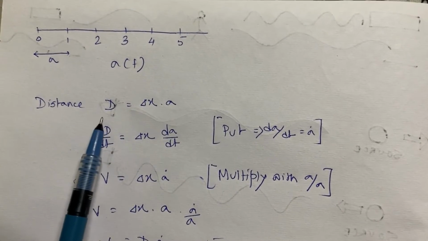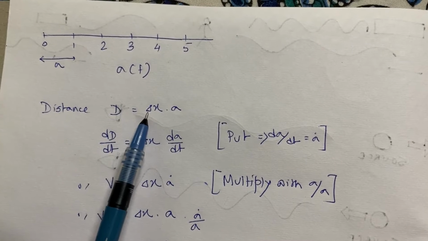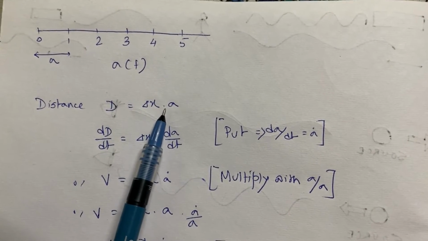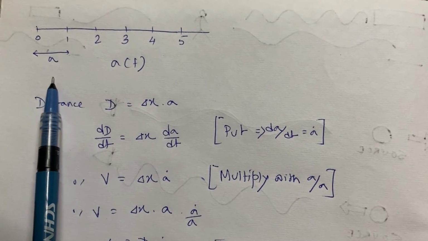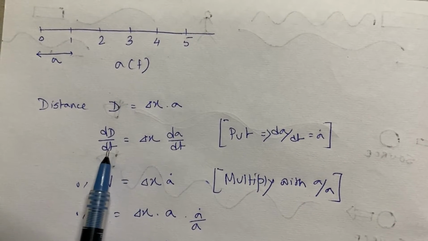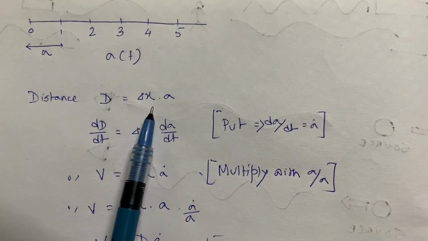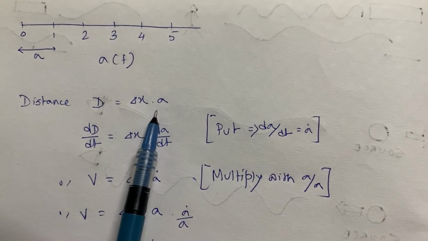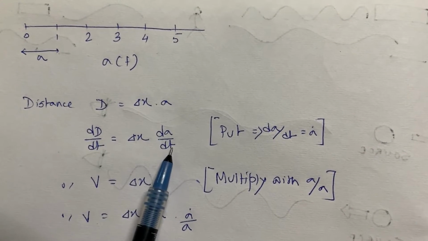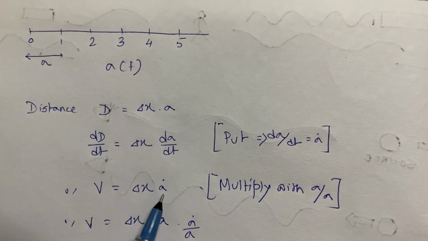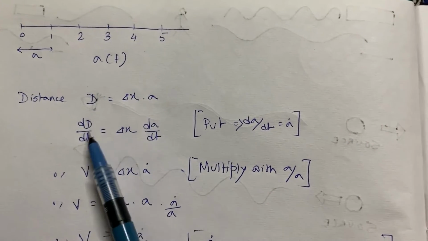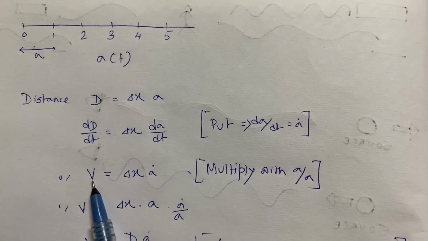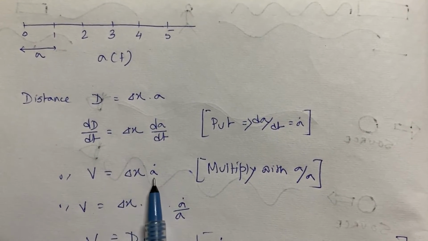Now the distance D is equal to the amount of shifting multiplied by this A. If we differentiate this with respect to time, this amount of shifting remains constant, delta x, and this distance A gets a time derivative dA dt, and conventionally we write dA dt as A dot. Now this is distance divided by time, so this is nothing but speed. So speed is equal to delta x A dot.